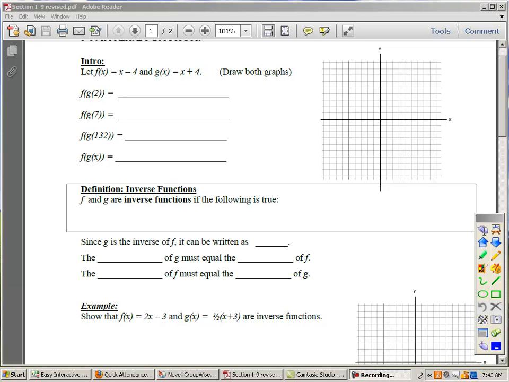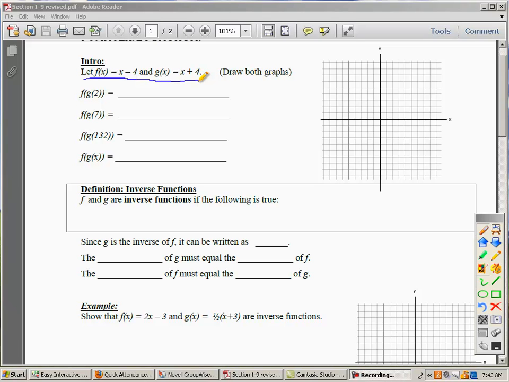Welcome to section 1.9. This is the last section in chapter 1 that we are covering this year. We are talking about inverses, and so I want to start off today by looking at this intro question, which hopefully will define for us what an inverse is. We're going to start by graphing our two functions, f and g.